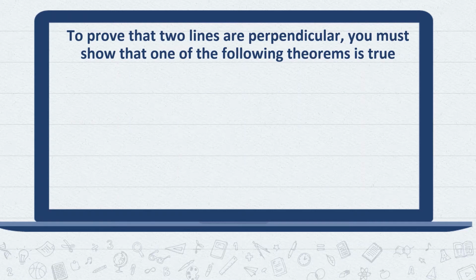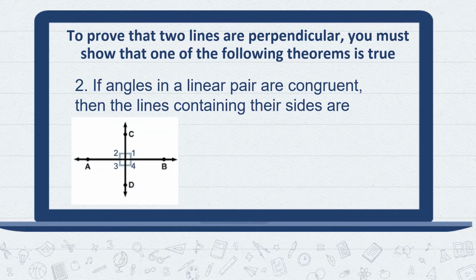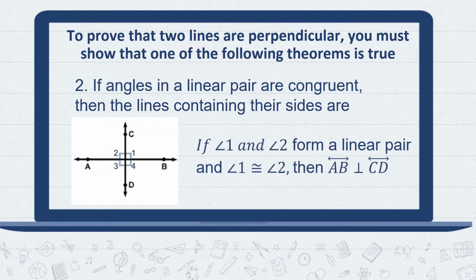Second, we have if angles in a linear pair are congruent, then the lines containing their sides are perpendicular. So let's have our figure. If angle 1 and angle 2 form a linear pair, and angle 1 is congruent to angle 2, then line AB is perpendicular to line CD.